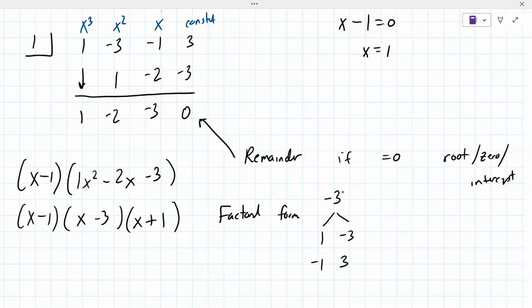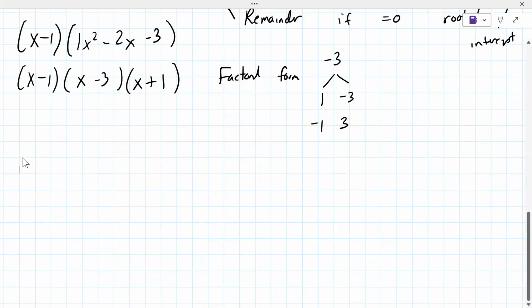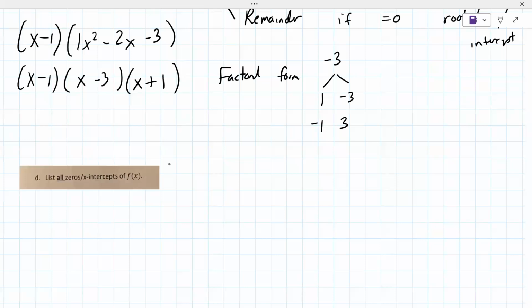Does that make sense? Yeah. Okay. Now there's a part of this problem that says to list all of the zeros, x-intercepts of f of x. Do you remember how to use the factored form to do this? Any idea on that? You would take the opposite of it. So, true, but you've got to be careful there. It's better to set them equal to zero, because they may be more complicated in a future problem, and then you don't know what to do. But this always works.